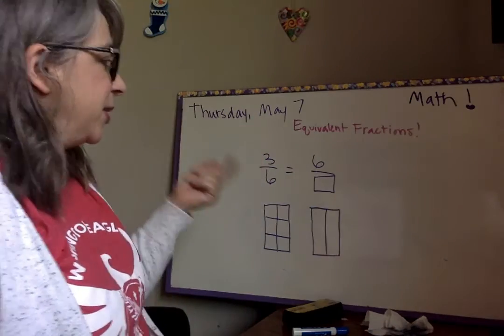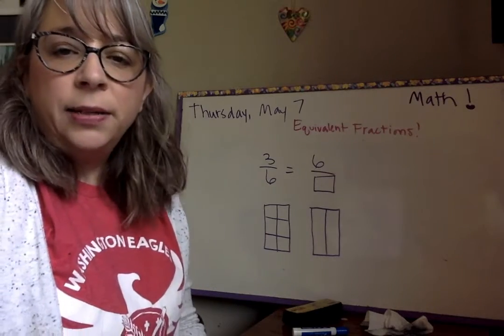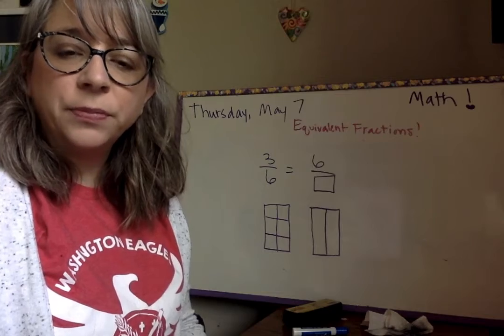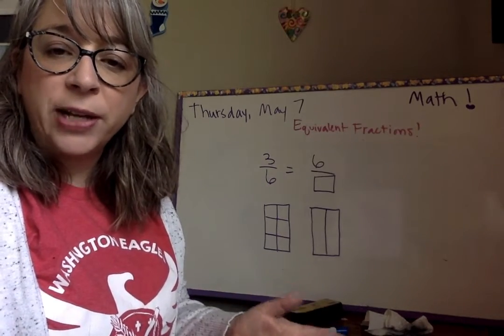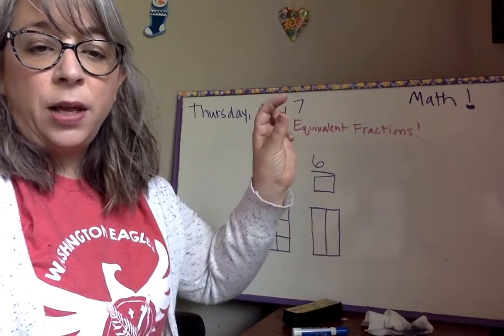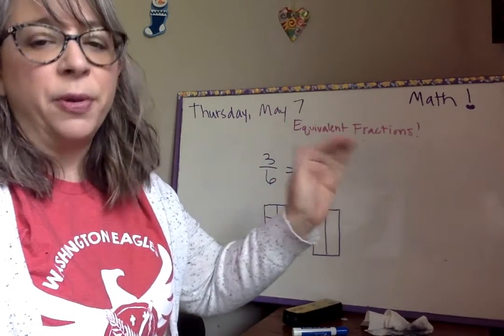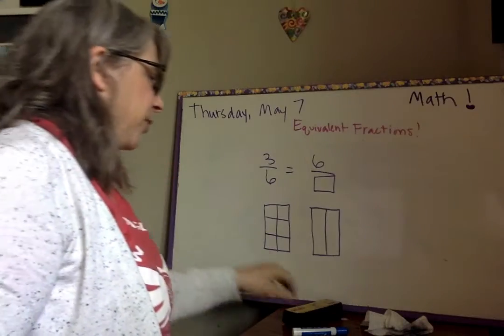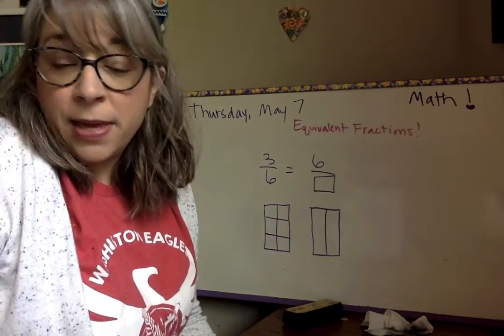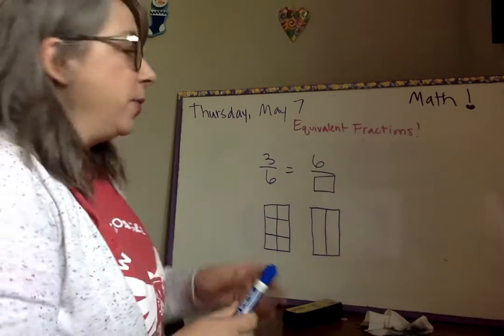It is math time, and we're still working on equivalent fractions. Yesterday we talked about how whenever you are finding equivalent fractions, you can do so by multiplying. Whatever you do, you have to multiply that one number to the numerator and the denominator. Now we have the missing denominator, or maybe there might be a missing numerator. I don't know. So let's look at this.